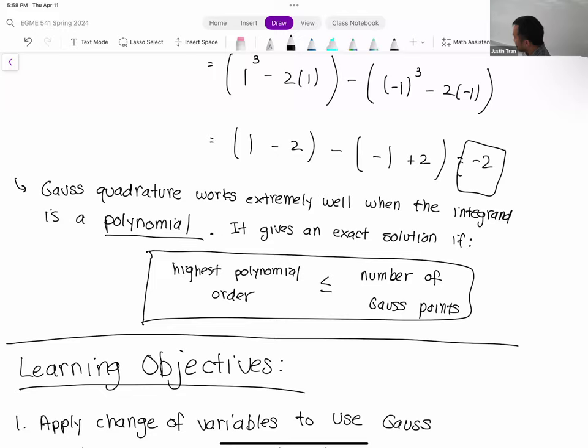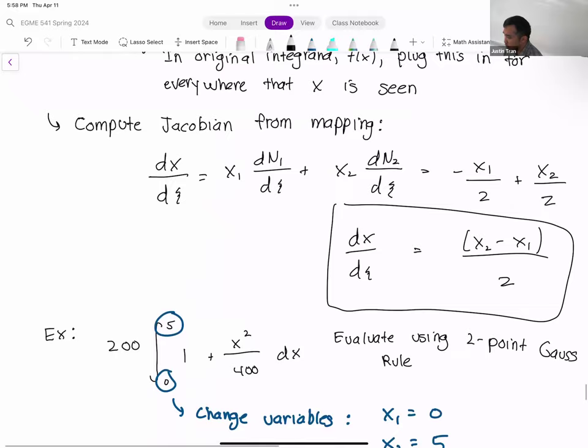And the thing with finite elements is that because our shape functions are almost always polynomials, we're just integrating polynomials along. So Gauss quadrature and finite elements are joined at the hip.